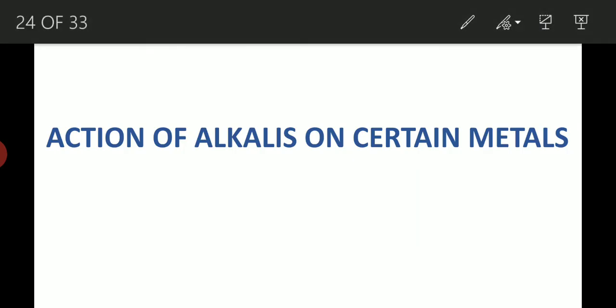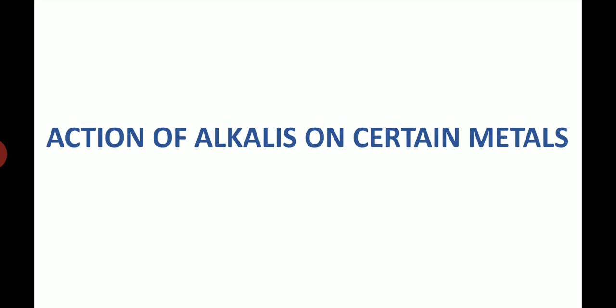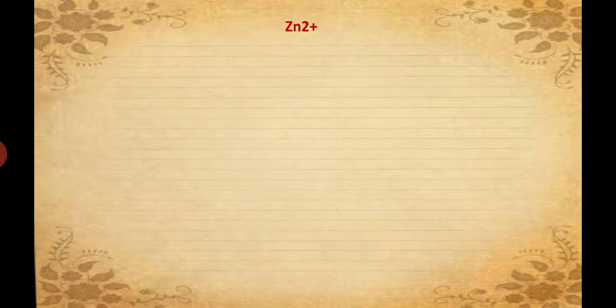So in this video, at first, I will be talking about the action of alkalis on certain metals. What are those metals that I will be discussing? First of all, the alkalis will be NaOH and KOH, that is sodium hydroxide and potassium hydroxide. All the metals which I will be talking about will be treated with these two alkalis, NaOH, sodium hydroxide, and KOH, potassium hydroxide. So first one is zinc. Okay, first metal will be zinc.